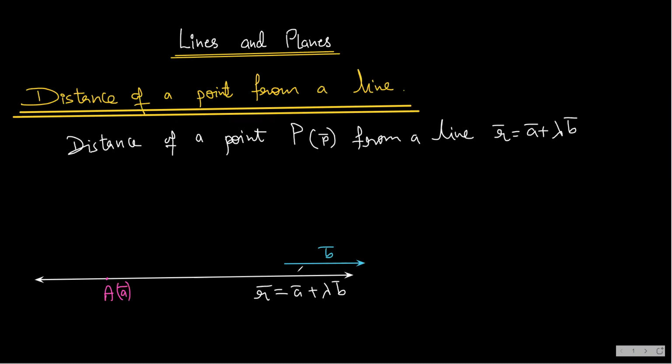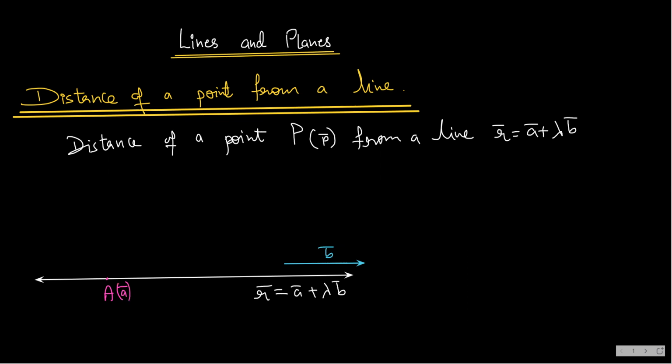B bar could be this way or this way. You can take B bar both ways. There is no problem as such, because a line has two directions. You know, it is going this way as well as this way. It goes to infinity both the ways.